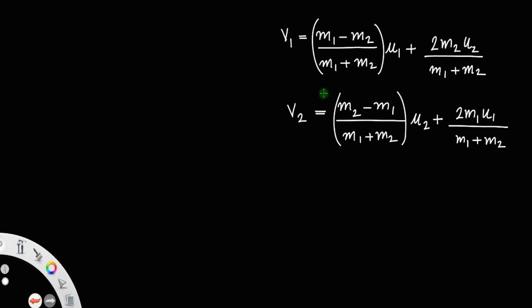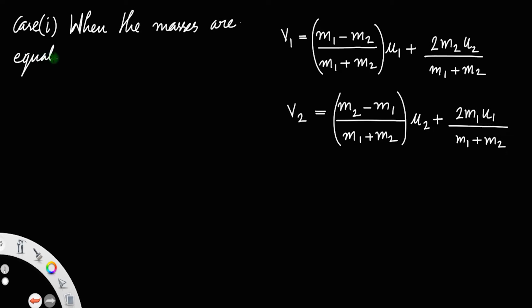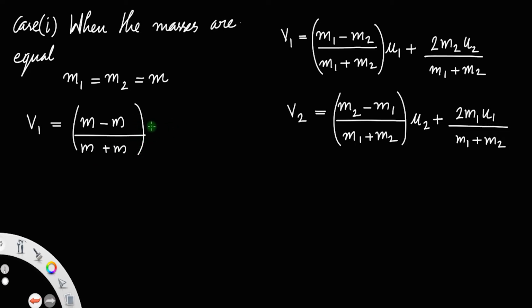Now we have to consider different cases, which means what if their masses are equal or one is stationary, all the different cases. So case 1, when the masses are equal. What happens to the velocities when masses of both the bodies colliding are equal? Suppose we call m1 is equal to m2, let's say that is equal to m. So what you get for v1? v1 is equal to m minus m by m plus m, since m1 and m2 both are equal to m, u1 plus 2m u2 divided by m plus m.